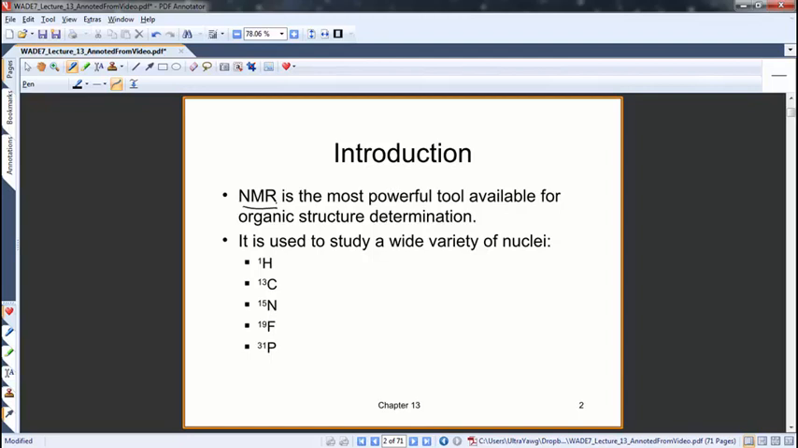There are a lot of different nuclei that you can study with NMR. You can study proton NMR, which is the most common. You can study carbon-13, and then there are some of the oddballs like nitrogen-15, fluorine-19, phosphorus-31. These are the two that we're going to focus on in this lecture. Specifically, the majority of it will be about hydrogen, and that's probably the most common in chemistry as well.